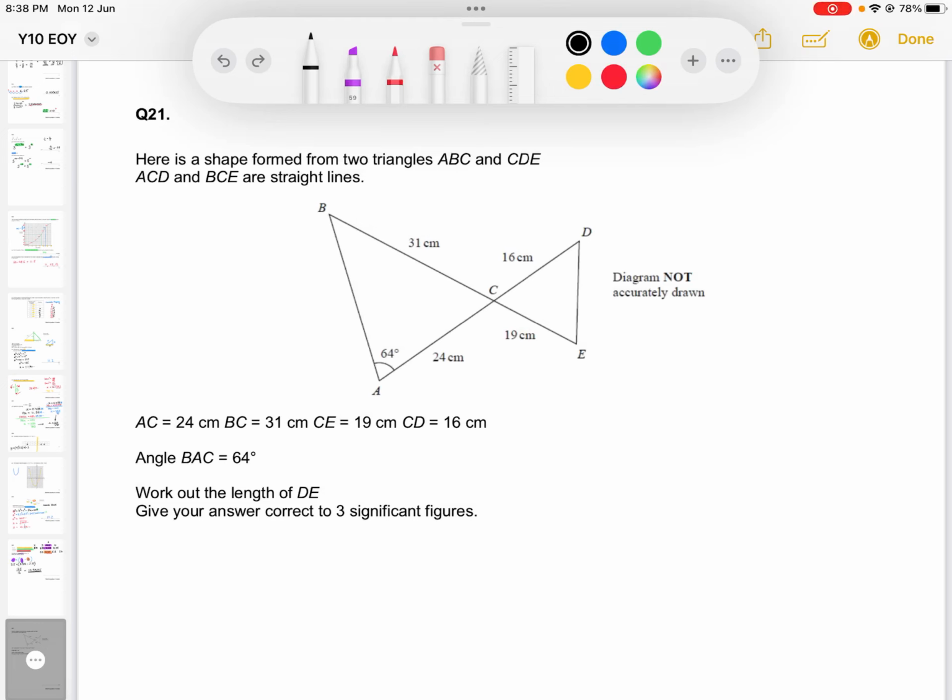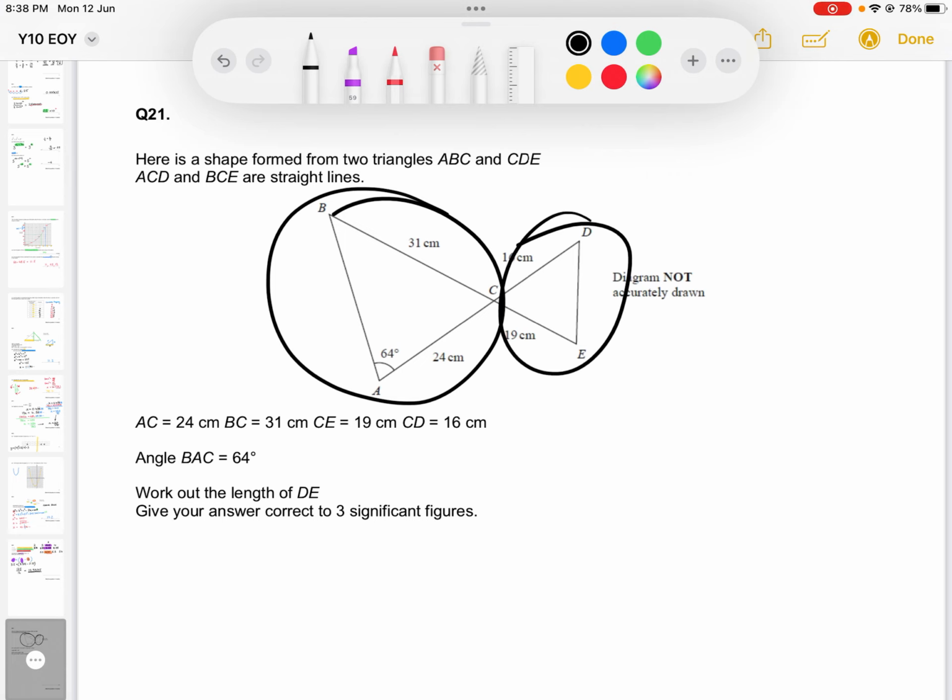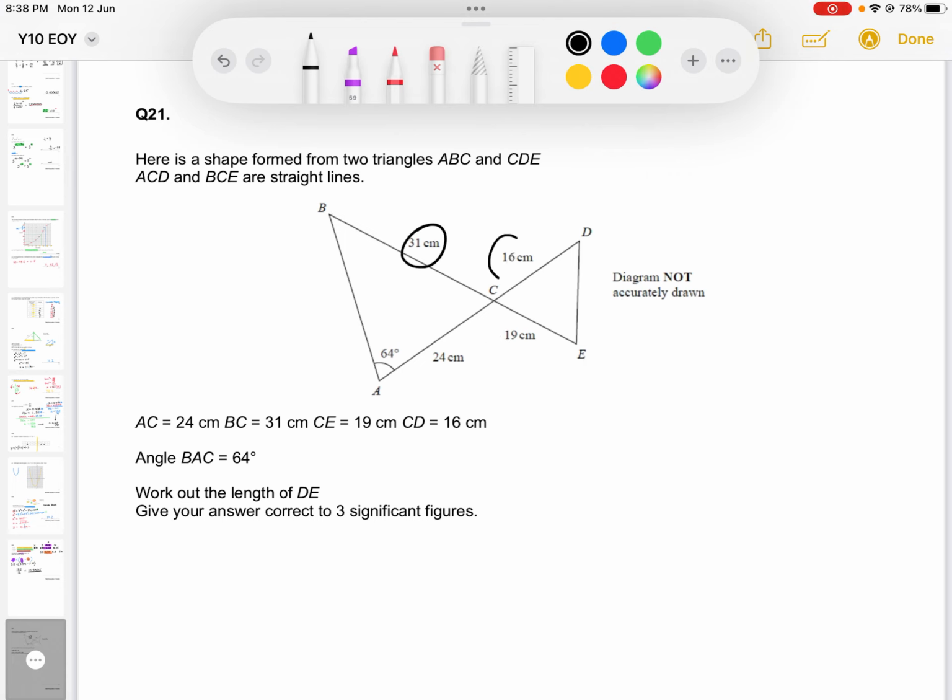Question 21. We have a shape formed by two triangles, ABC here and CDE here, with some lengths involved, as well as an angle. On first impression, it looks like a similarity question. In fact, if these lines happened to be parallel, this could be answered as a similarity question. However, they are not given as parallel. There is no mention of similarity in the question. Therefore, although it looks like it, it's got nothing to do with similarity.